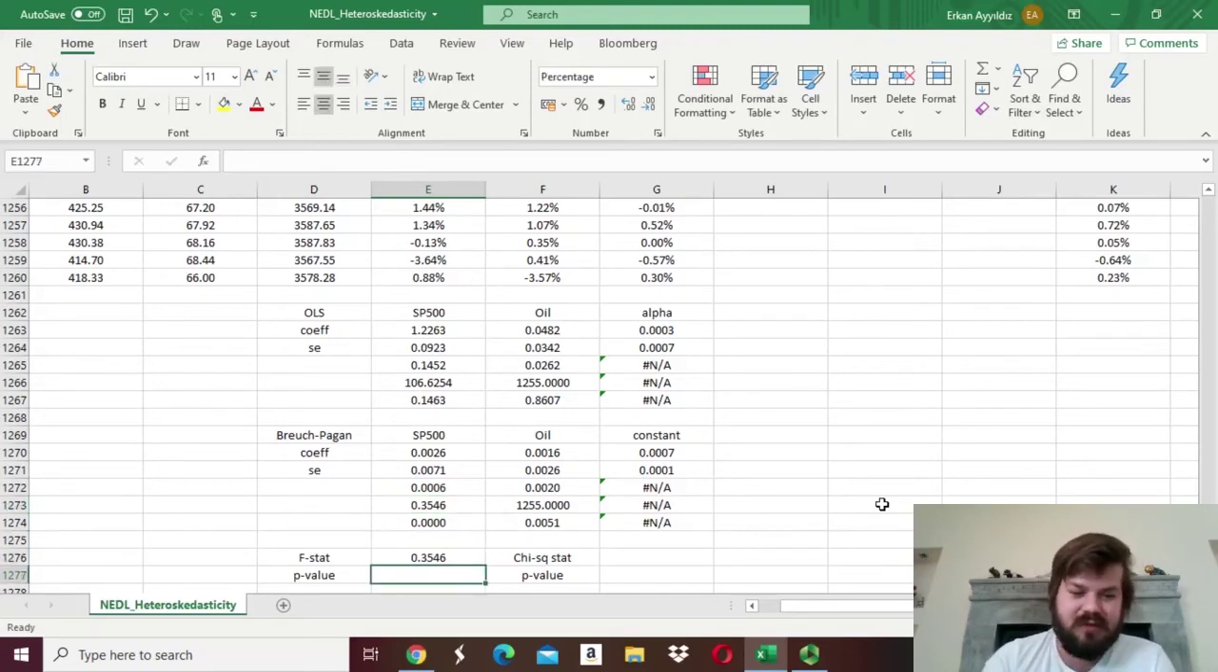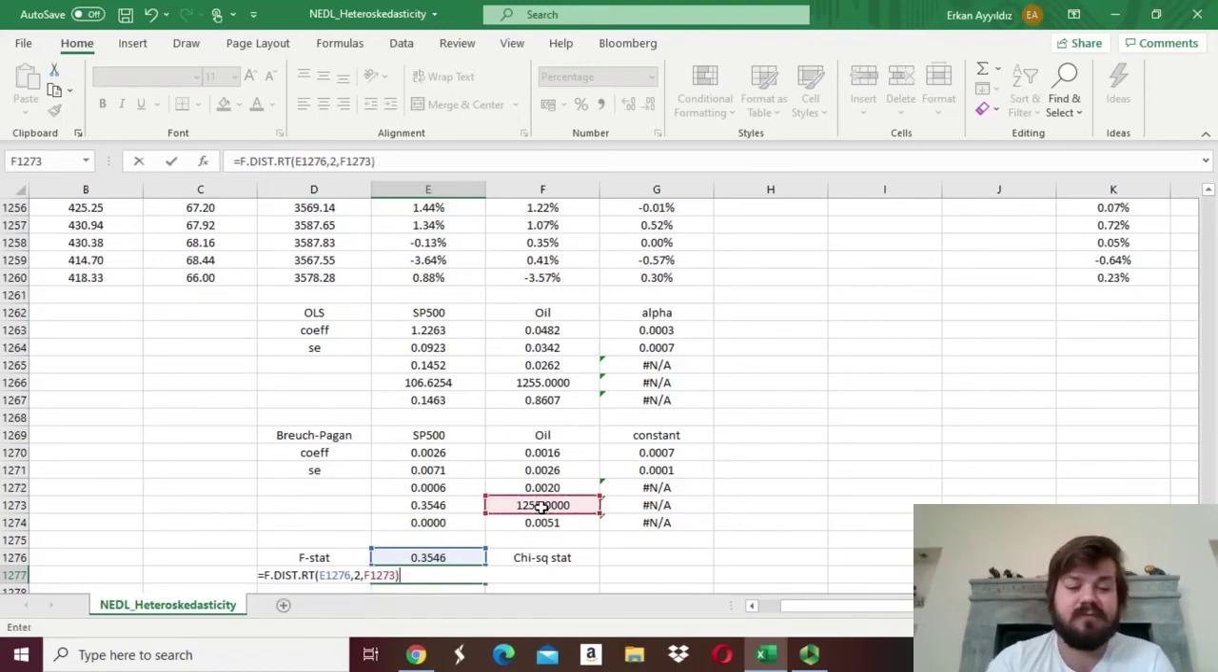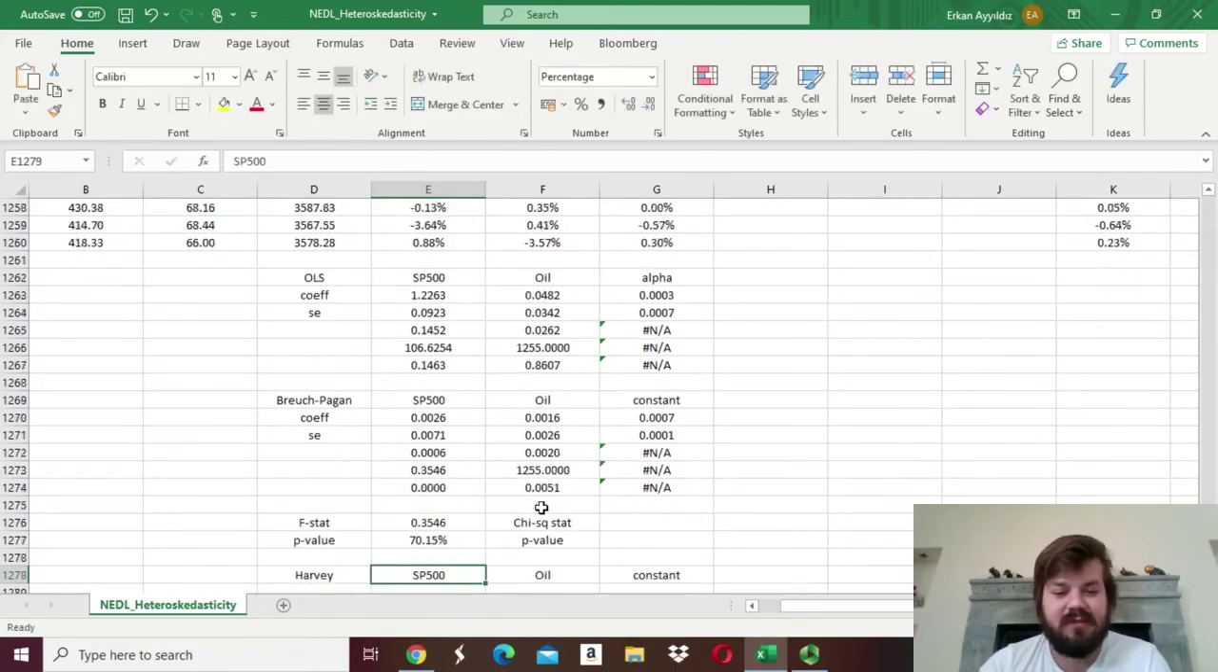And then we need to convert this F-stat to a p-value, and that's easy to implement using the F.DIST.RT right-tailed function. As our x, we input our F-stat. The first degrees of freedom parameter is the number of regressors, so 2. And the second one is the number of degrees of freedom in the estimation, so 1255. We close the bracket and we get the p-value of 70%, way above the usual critical thresholds of 5% or 10%.